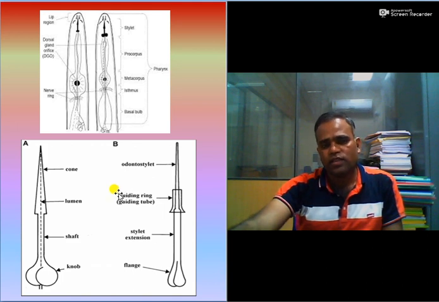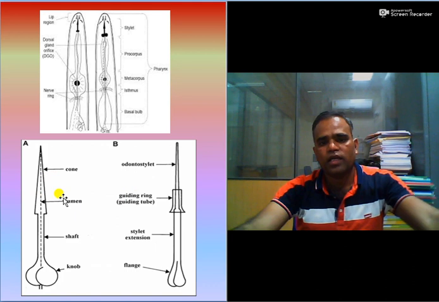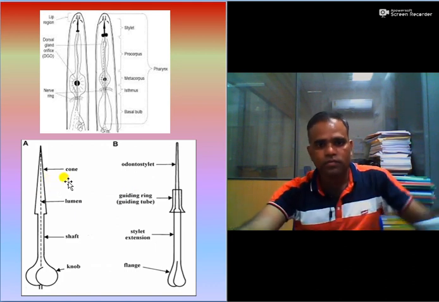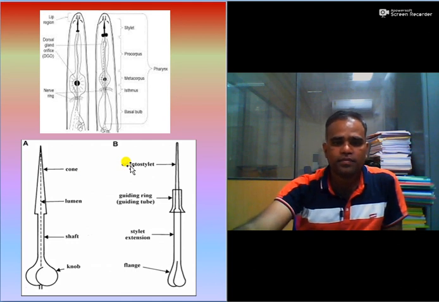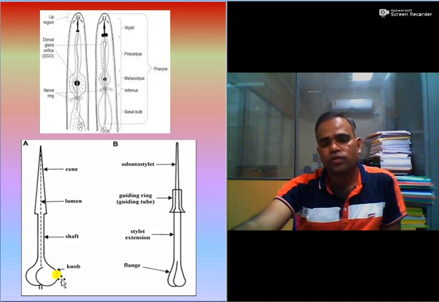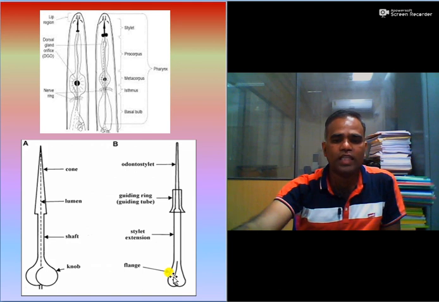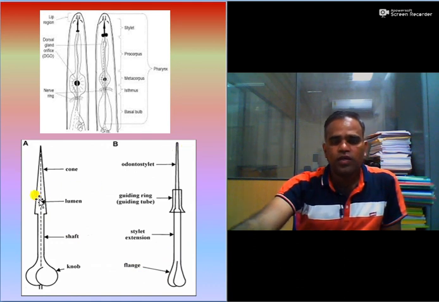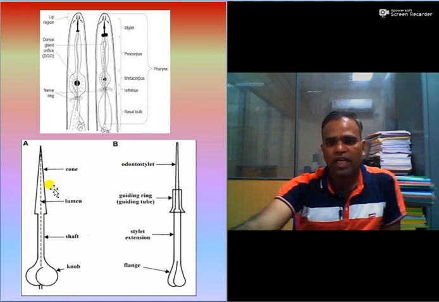Then stylet. If you see, there are two types of stylet. One is stomatostylet and another is odontostylet. So in case of stomatostylet, there is presence of knobs, while in case of odontostylet, these knobs are replaced with a flat structure, called flange. So this is the difference between these two stylets. Stomatostylet is present mainly in the group Tylenchida.